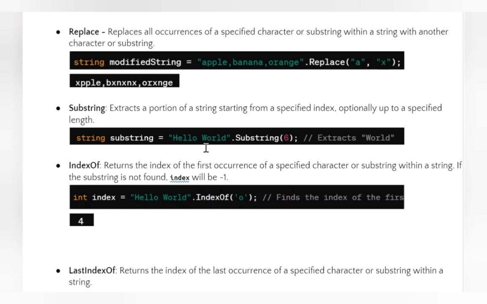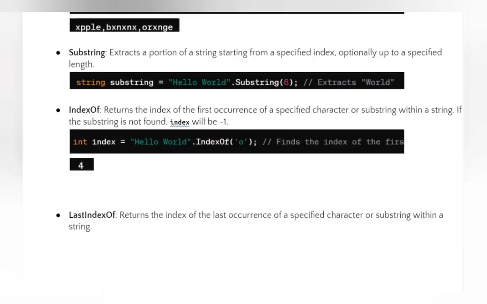So index 6 is w, so starting from w it will give you the rest of the string, so the answer will be world. So now we have IndexOf. Use this method to get the first occurrence of any specified character within your string. So my string is hello world, I did dot IndexOf, I specified, okay, give me the index of the O character. So the O character index is 4. If you see 0 1 2 3 4.